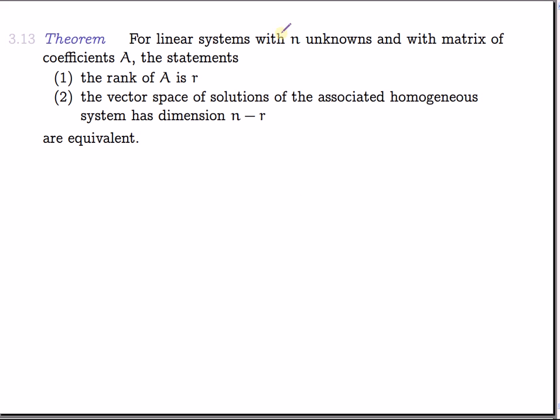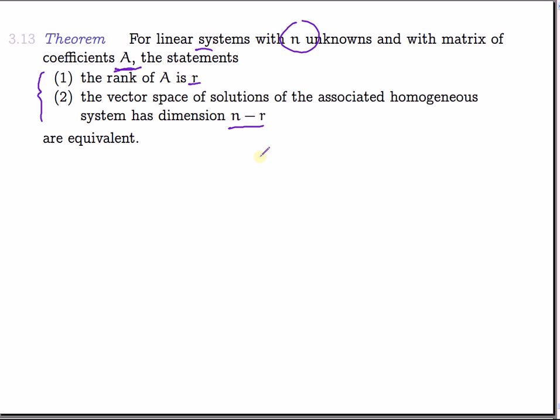Okay, let's go a step further with what we've just shown. For linear systems with n unknowns and with matrix of coefficients A, but that's not necessarily a square matrix, just any matrix of coefficients, the following statements are equivalent. The rank of A is R, and the vector space of solutions of the associated homogeneous system has dimension n minus R. So these two statements are equivalent.